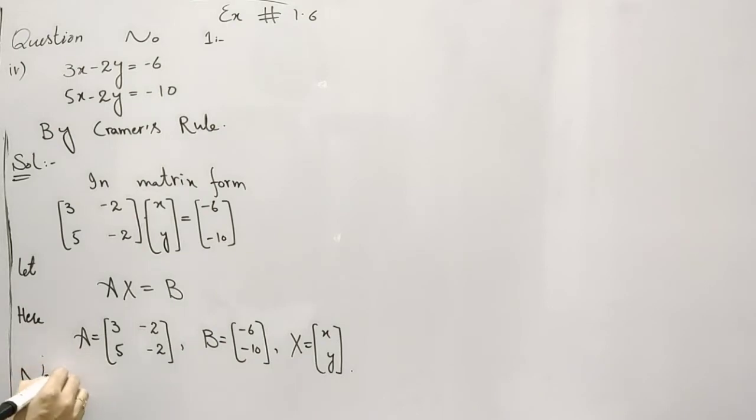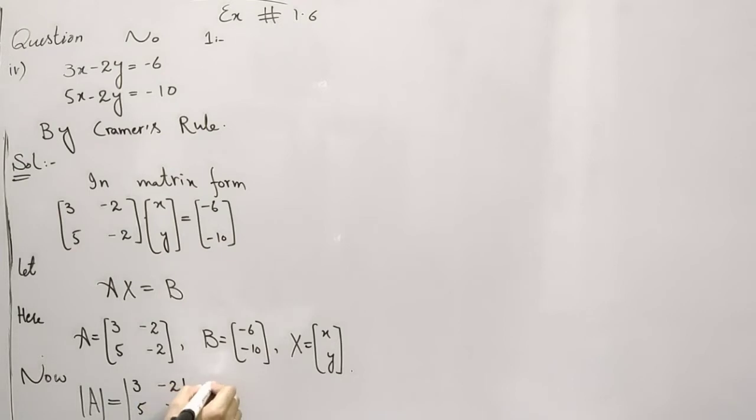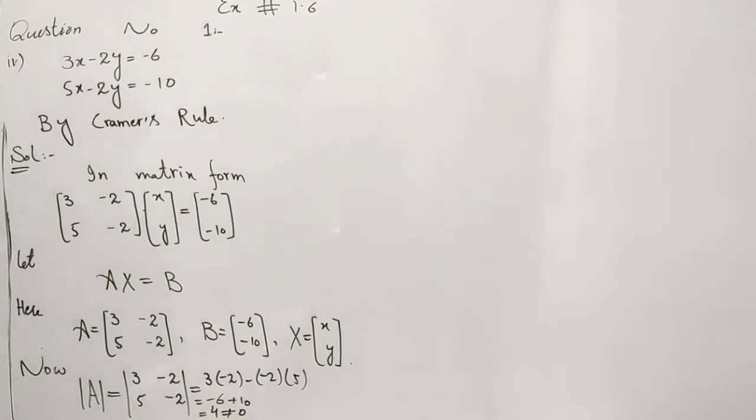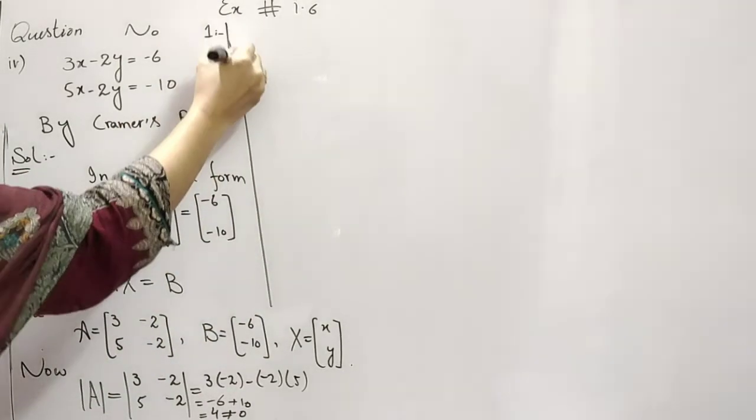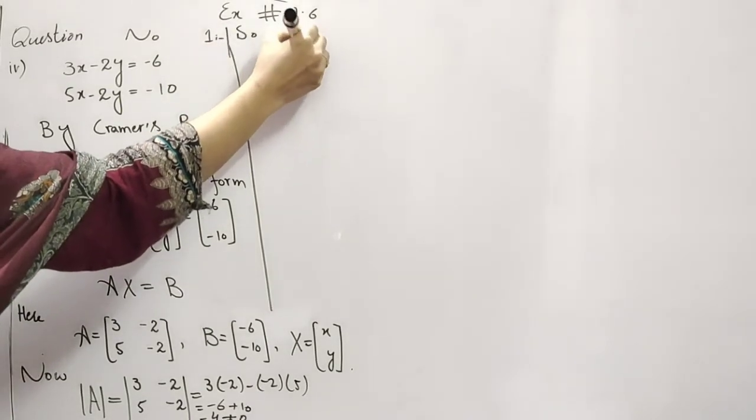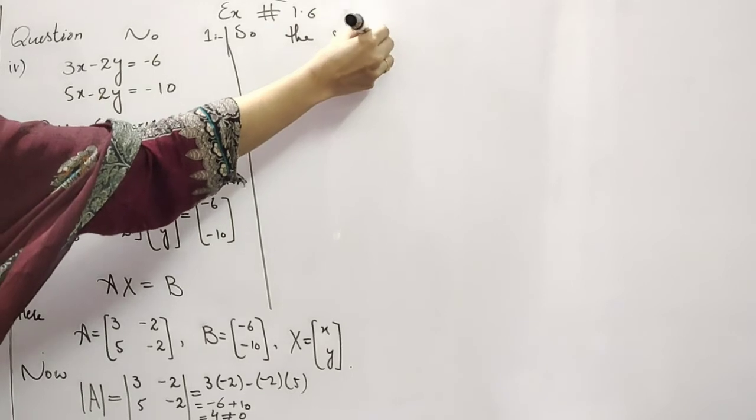So first of all we find the determinant of A. The determinant of A is equal to the determinant of 3, minus 2, 5 and minus 2, and it will be equal to 3 into minus 2 minus minus 2 into 5, and this will be equal to minus 6 plus 10, which is equal to 4, and 4 can never be equal to 0. So the solution is possible.